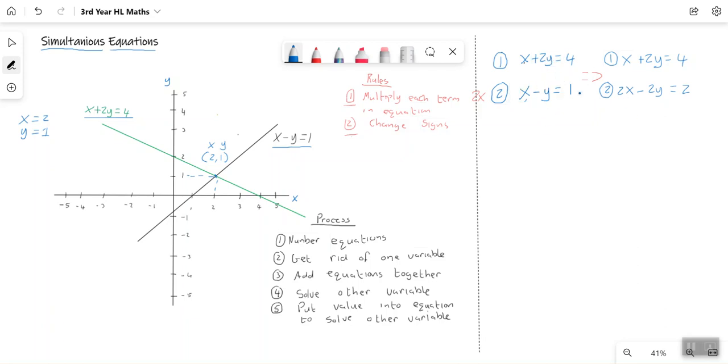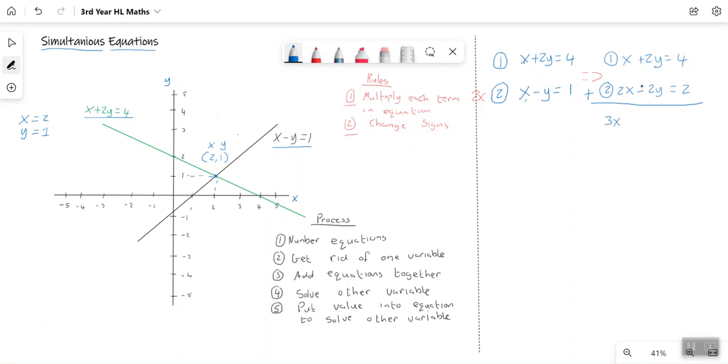Okay, so we've manipulated the bottom equation so that the y term is the same value but opposite signs in the top part and the bottom part. Now what we do is we add these two together. So we add them together like so. Okay, so x plus 2x will leave me with 3x.